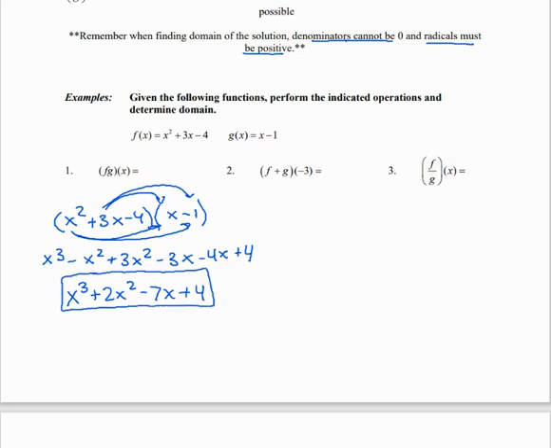Now it says find the domain. Well, do I see any square roots or fractions? No. So what this means is there won't be any of those sort of errors to watch for. So our domain can be any number that we want, aka from negative infinity to positive infinity, otherwise known as all real numbers.